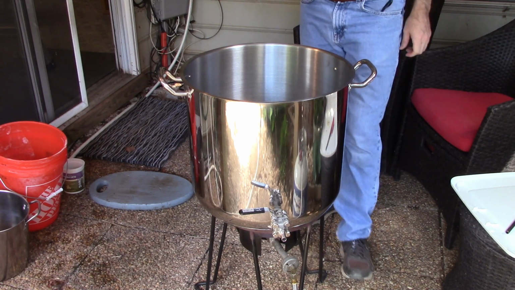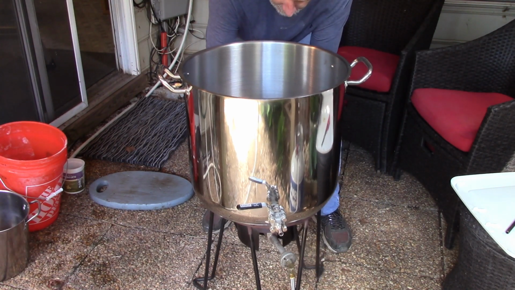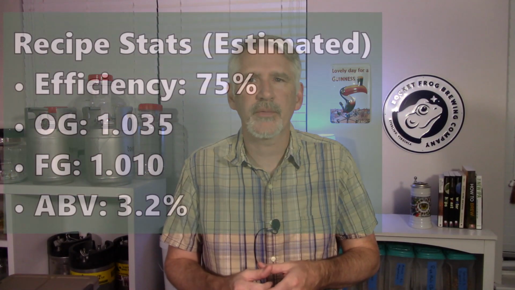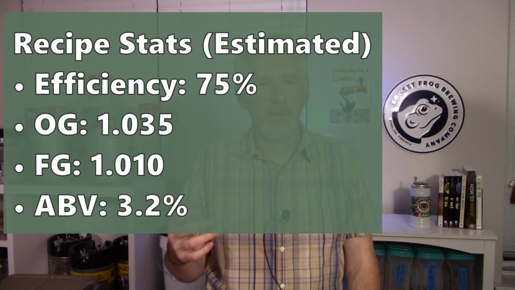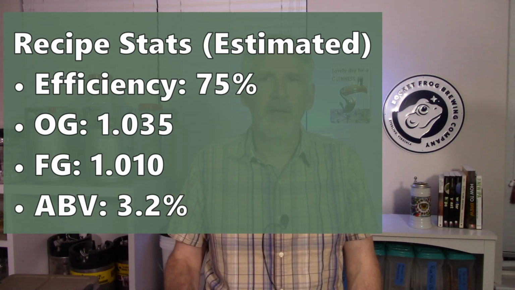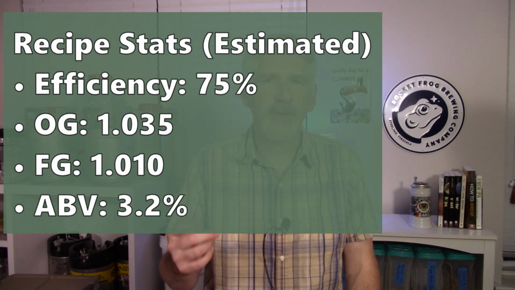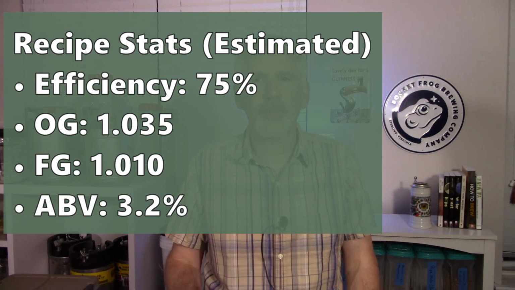A little while back, I upgraded from my 10 gallon kettle to a 15 gallon kettle that has a ball valve. I'm still kind of working out some of my process and hitting my numbers for my equipment profile. So I came up with a recipe targeting around a 75% efficiency, targeting an original gravity of 1.035, an estimated final gravity of 1.010, which gave me a 3.2% ABV.